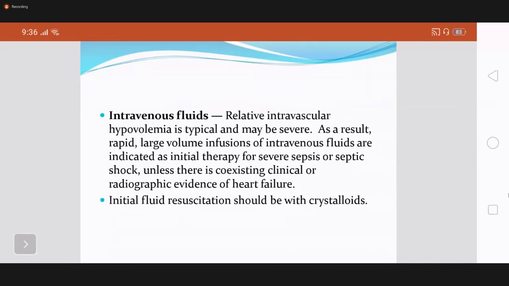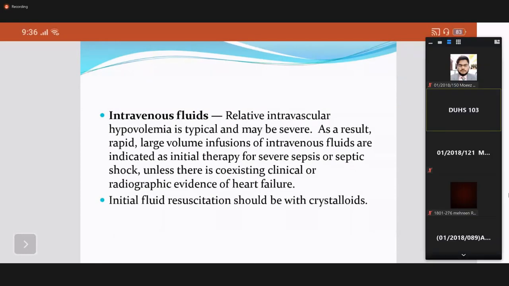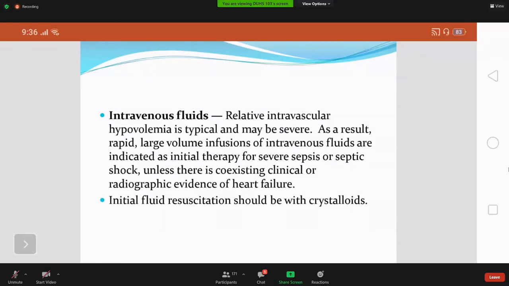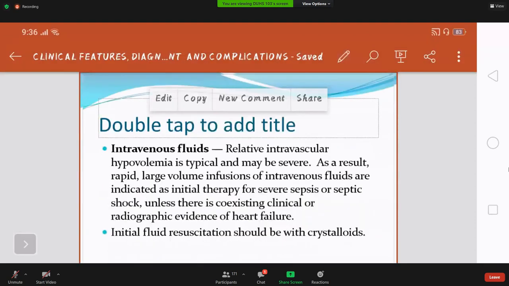Then coming to the treatment, patients with severe sepsis might have a relative intravascular hypovolemia, and this might be severe. As a result, they might require large volume infusions of IV fluids. These are required in patients with severe sepsis, in patients with septic shock, in patients who have coexistent clinical or radiographic evidence of heart failure, and in patients who show signs of organ hypoperfusion. They might require large amounts of IV fluids. Okay, and the initial fluid resuscitation should be with crystalloids.